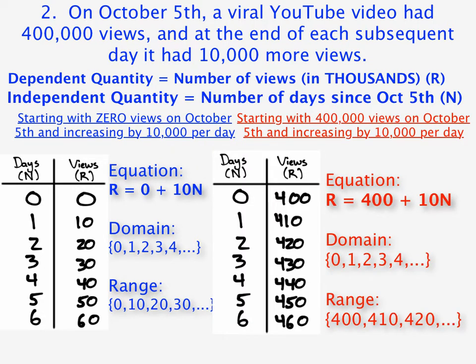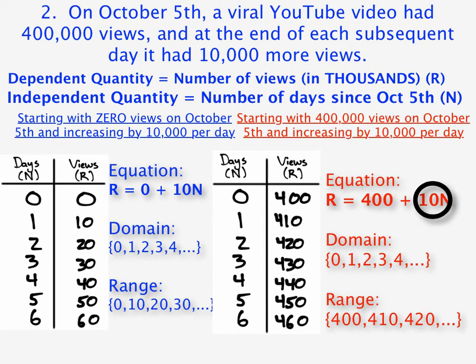Alright, so the difference here is that we're starting with 400,000 views on October 5th. Now note, we're increasing by the exact same amount as before. That's why this 10 remains the same in each of these two equations. Again, I'd like to quickly dissect this second equation that we just came up with. The 400 represents 400,000, which is the starting number of views on October 5th when our independent variable is equal to 0. 10 represents 10,000, which is by how much the views increased every day when our independent variable increases by 1.